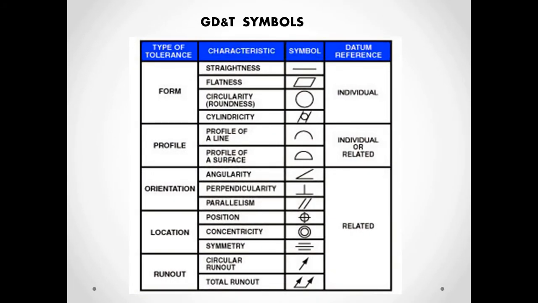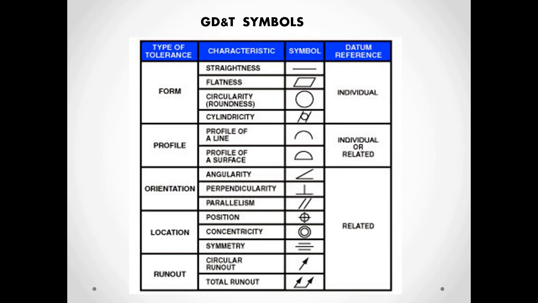Let us see the main theme of this video, GD&T symbols and the types of tolerance. We have 5 types of tolerance and 14 types of features. That's the reason we have them in the standard Y14.5. For easy remembrance, you can remember 5 types of tolerance and 14 features. The corresponding symbols are given in the table for reference, and also the datum reference which is applicable to particular types of tolerance. The first one is form tolerance.